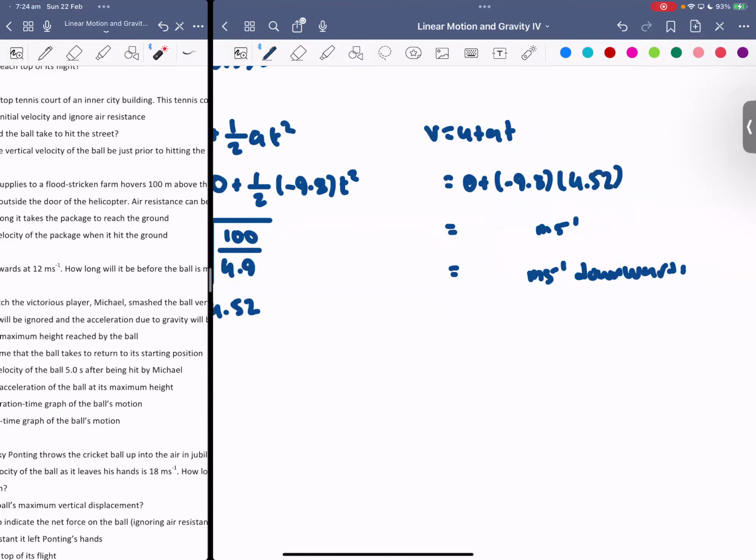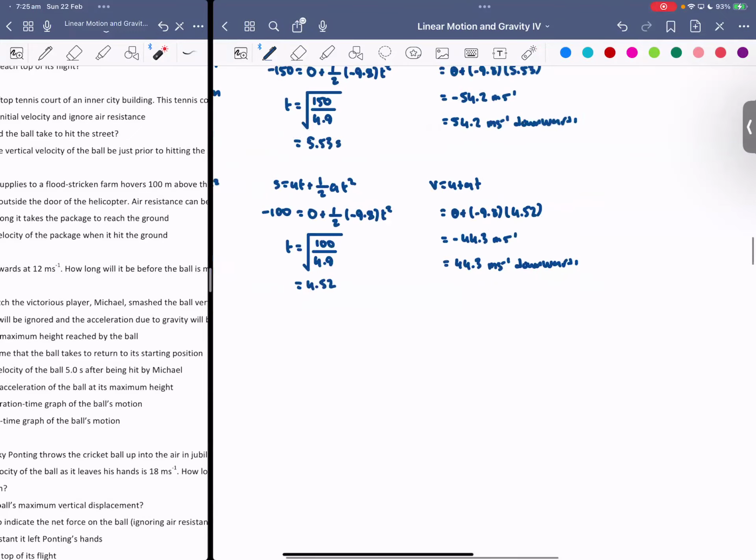Learn to store values in your calculator because now I need to do V equals U plus AT. So what's your answer times 9.8? Perfect, so negative 44.3, so the answer is it hits the ground at 44.3 meters per second, ignoring air resistance. That's it, comprehension. Alrighty, next one.